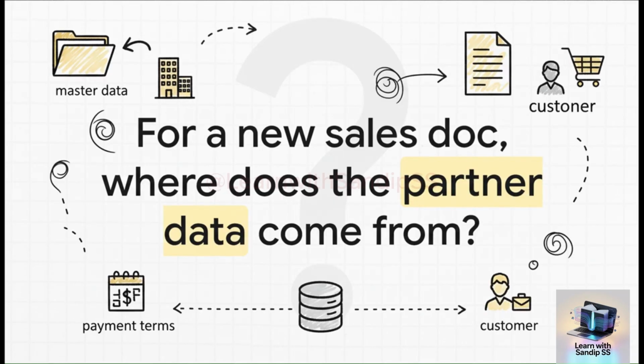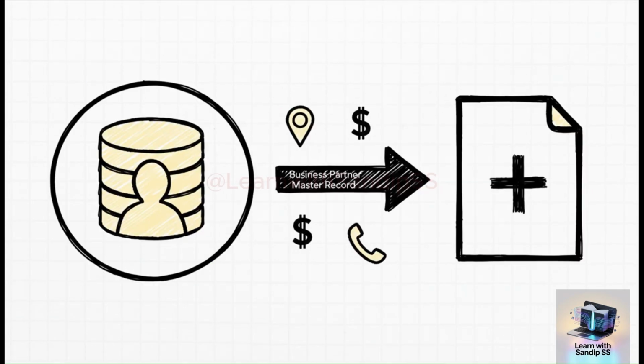All right, let's do a quick knowledge check here, just to make sure this is sinking in. When you go to create a brand new sales document for a customer, where does all that information, the address, the terms, all of it, where does it come from? And the answer, of course, is that it's all copied right at that moment from the business partner customer master record. And that's exactly why that single source of truth we talked about is so unbelievably important for your day-to-day work.